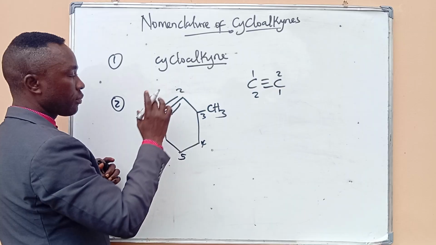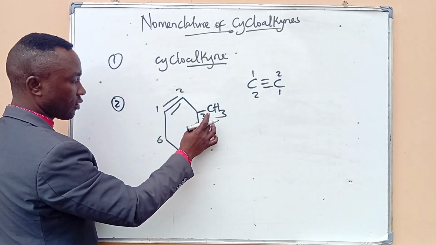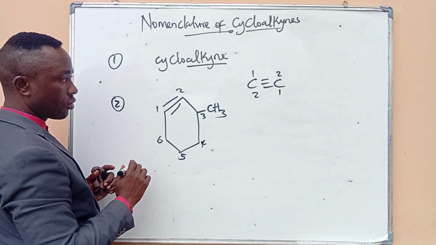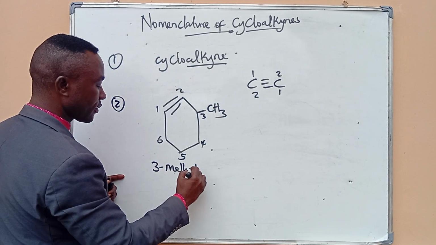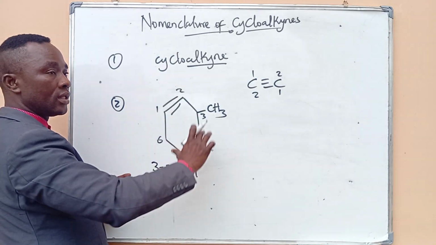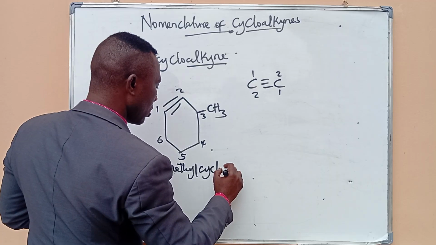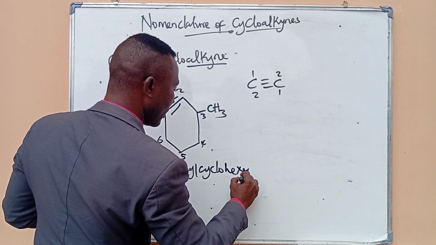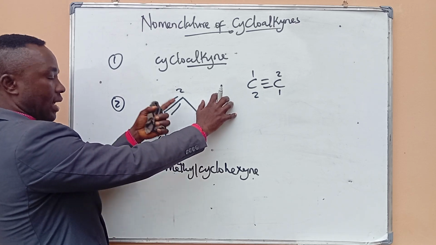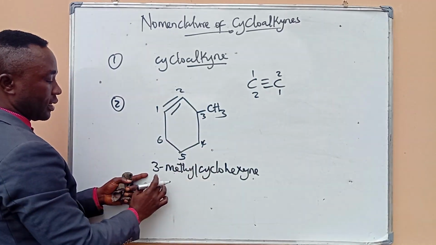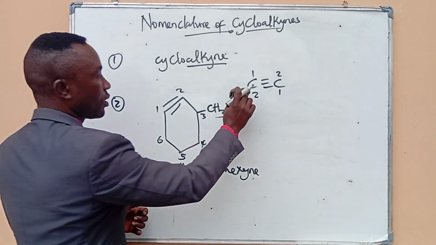Now, if we want to name this compound, we name the substituent first. So the substituent is at the 3rd position. So it becomes 3-methyl. We can now name the parent compound, which is what? Cyclohexyne. So without the substituent, this is cyclohexyne. But with the substituent at number 3, 3-methyl, then we name the parent compound, which is cyclohexyne.